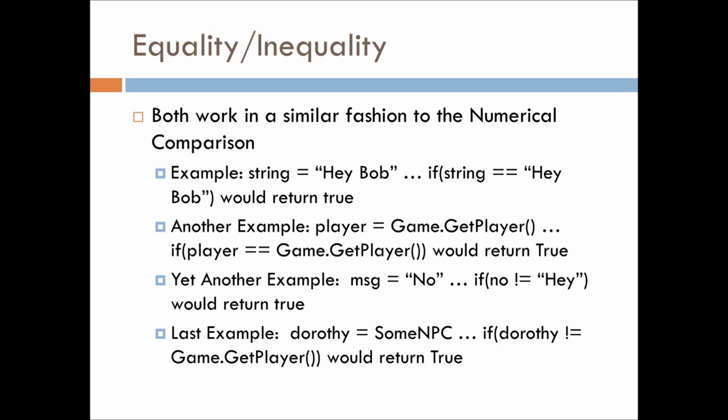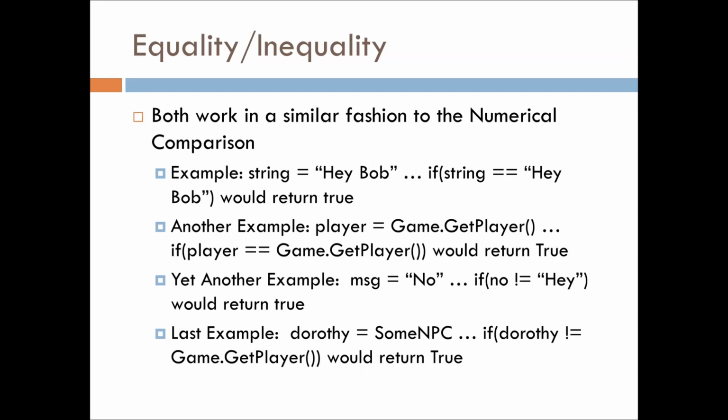Let's look at the third example here because it's the other string example. Looking at inequality. Message equals no. If no does not equal hey, you would return true, which no is clearly not hey. Oh, I should have said message, not no, in the if statement. Sorry about that. Alright, let's look at the objects example.